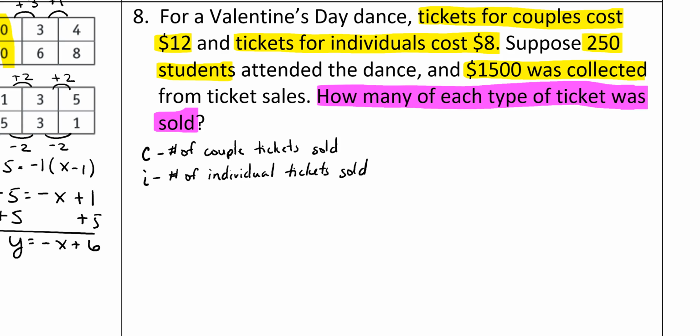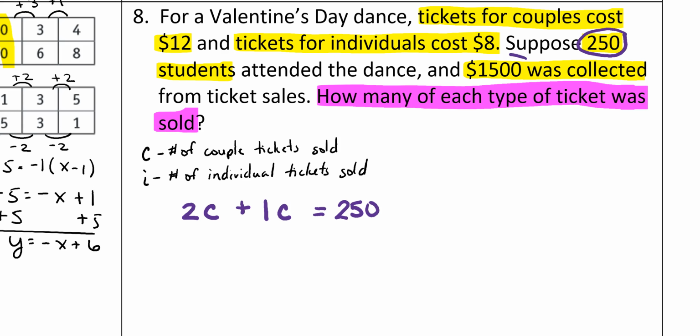So the next thing to do is to figure out what we have total. We know that there was a total of 250 students that attended the dance. So we can write an equation knowing that there were 250 people in total. Well, we know that a couple's ticket gets in 2 people. So 2 people for every couple's ticket. Plus, our individual ticket only gets in 1 person. So notice everything matches up. 2 people, 1 people, 250 people.